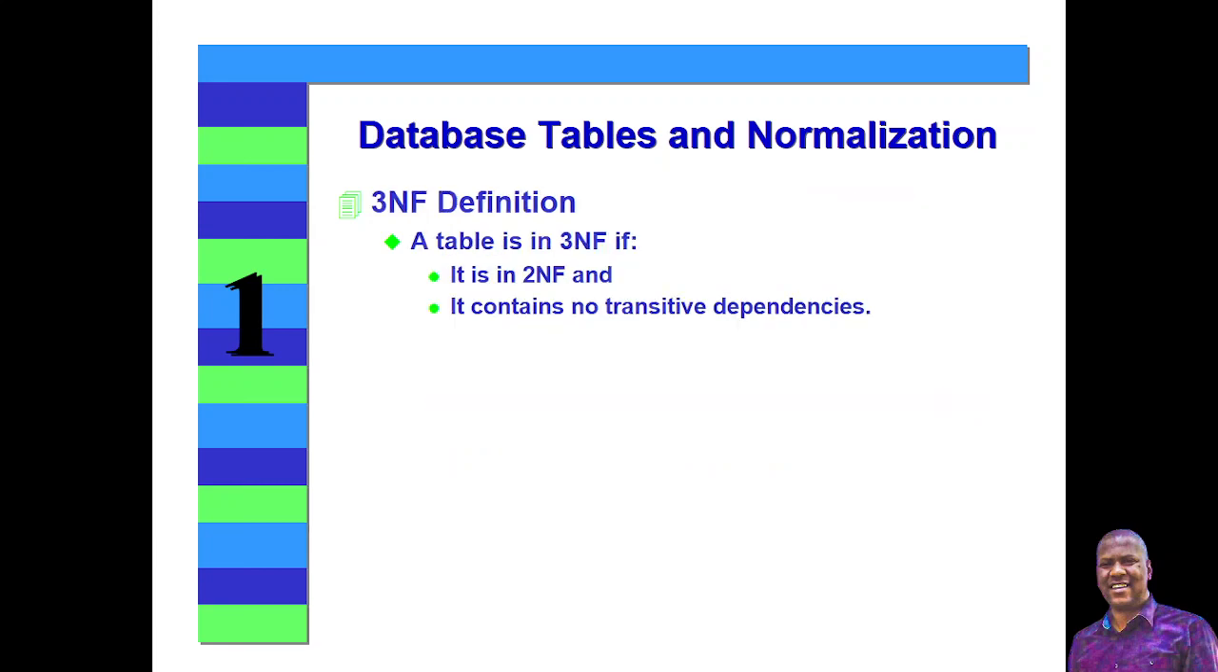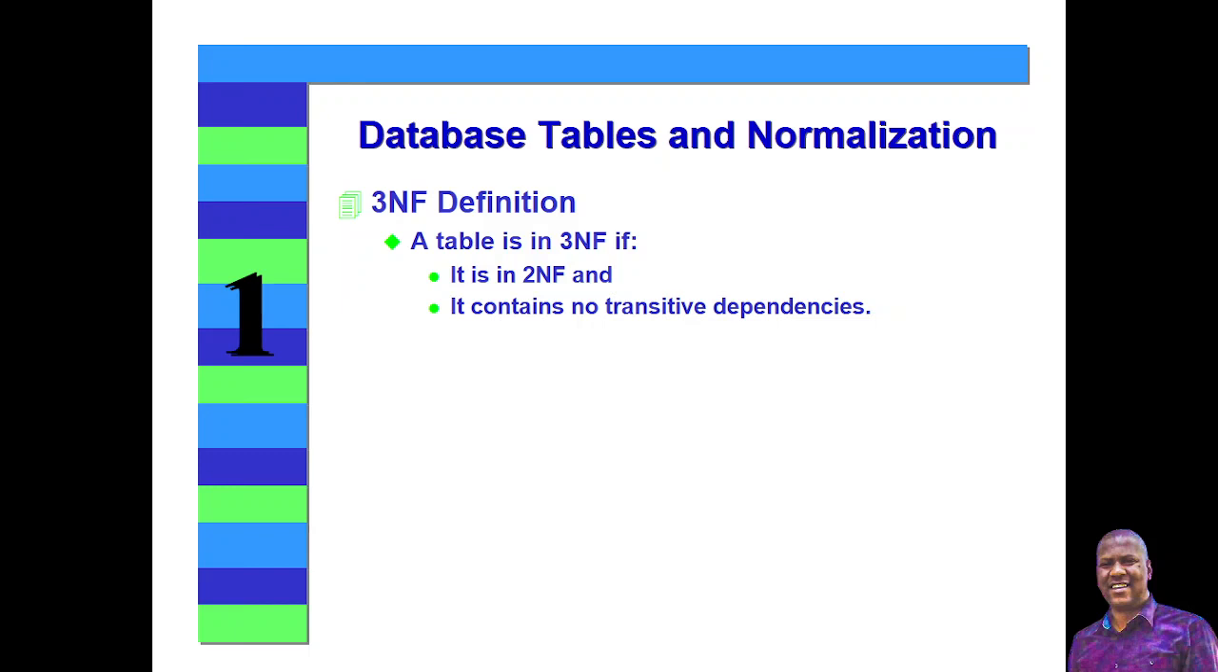Let's see what is required on this particular third normal form. A table is in the third normal form if it is in the second normal form and it contains no transitive dependency, right?